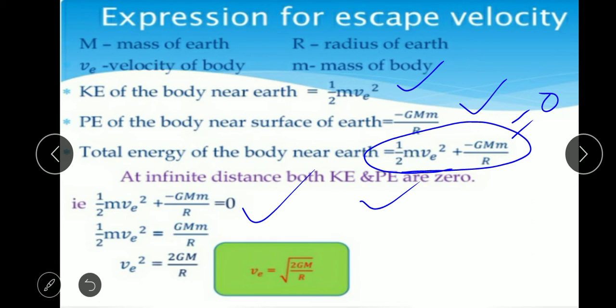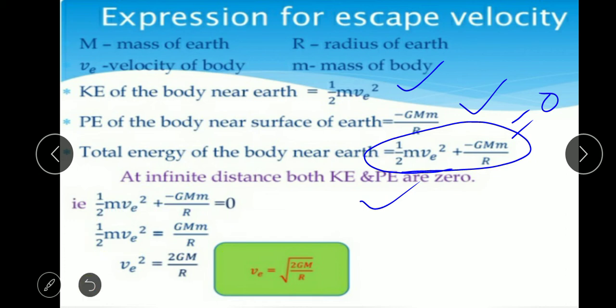Now here what I'll do, students, I'll change the side of the second term, that is potential energy. When potential energy comes to the right hand side, here potential energy is minus GMm upon r. It will become plus GMm upon r. Plus no need to write, students. This minus will become plus and we'll get GMm upon r. So now we have the equation half mv square is equal to GMm upon r.